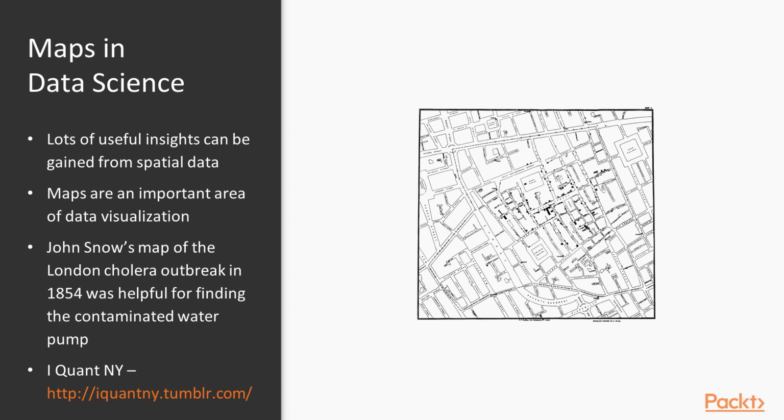Another nice example is the iQuant New York blog, where the author picks interesting topics around the city of New York, often showing the data on a visual map. For example, the bike accidents happening in New York, helping people avoid busy or dangerous streets, and similar cases where maps can help us in data visualization.